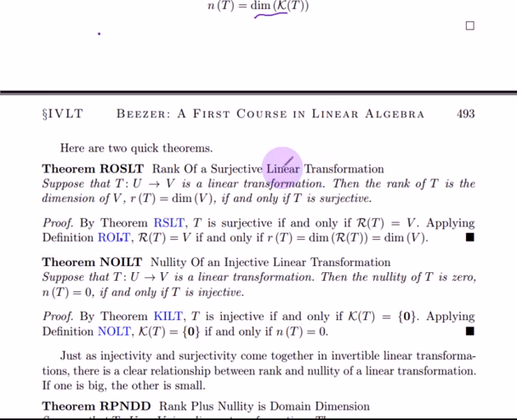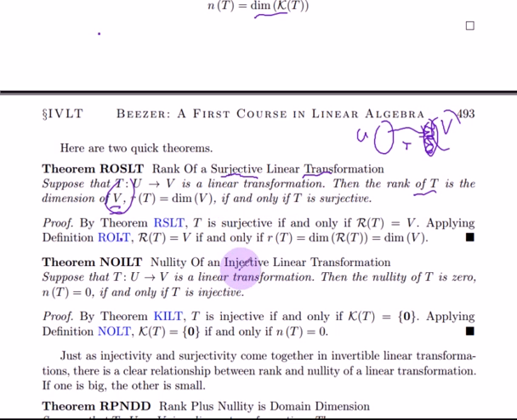Right, now first, if we talk about surjective linear transformations, we know that if a transformation is surjective, then the range is equal to the entire space V. So here we have U, here we have V, and if U maps to all of V, then it's surjective. So what does that mean? That means that the dimension of the range is equal to the dimension of V, or the rank of T must be equal to the dimension of V. So that's what this is saying. If T is surjective, then the rank is equal to the dimension of V.